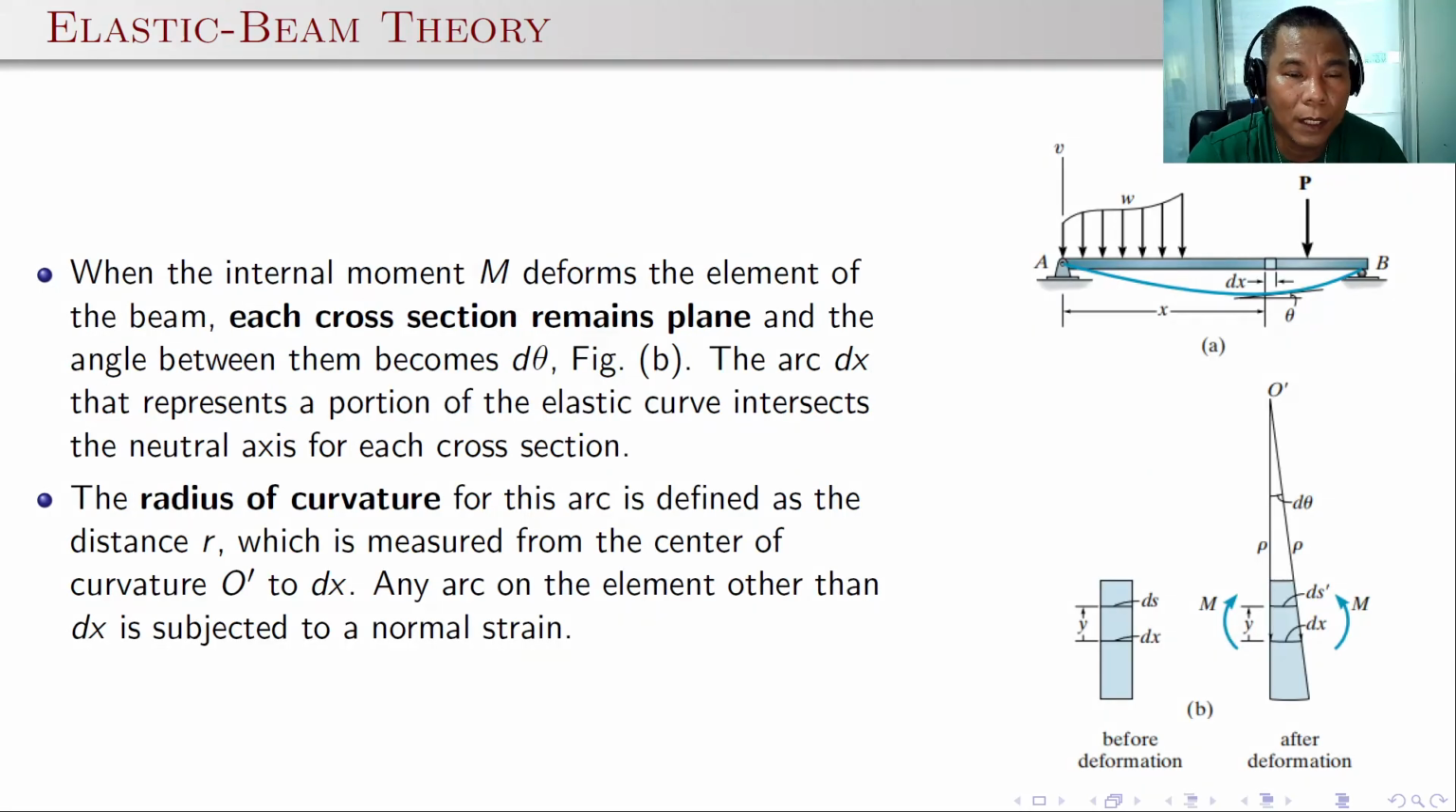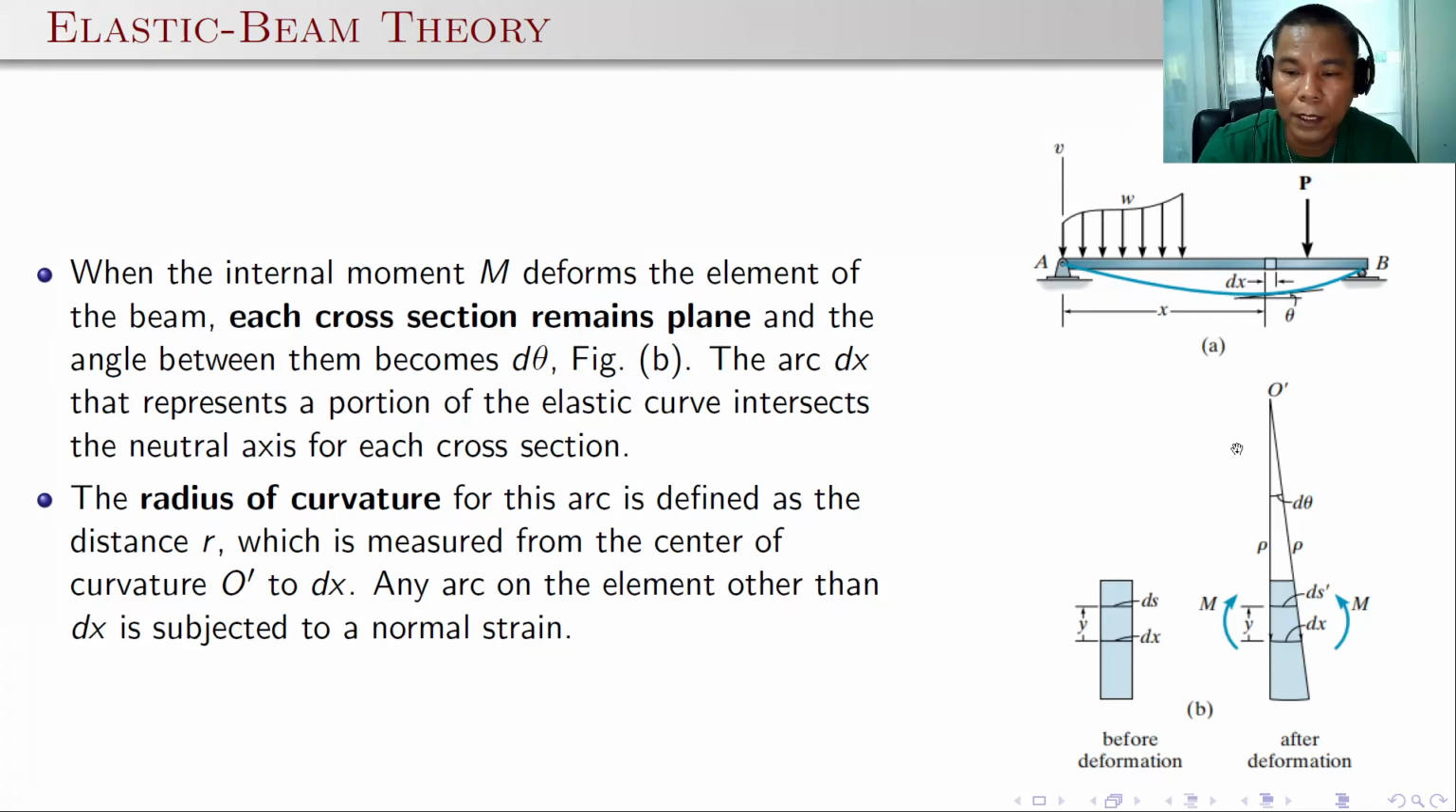When the internal moment M deforms the element of the beam, its cross-section remains plane. This is very important in the elastic beam theory. Its cross-section remains plane, and the angle between them becomes theta. So this is the angle if there will be some deformations of the beam, the angle from the horizontal, that is angle theta. So if you have to cut a certain portion of the segment, you follow the rotation. The angle d theta is here with the curvature.